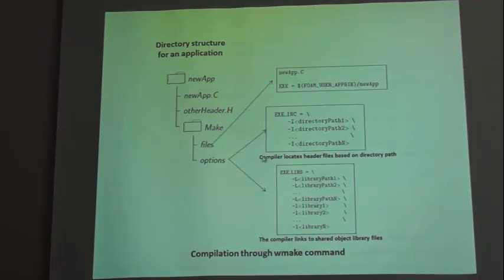And options contain all the locations of the header files that newApp.C will be accessing, plus the libraries which will be linked to the .C file.